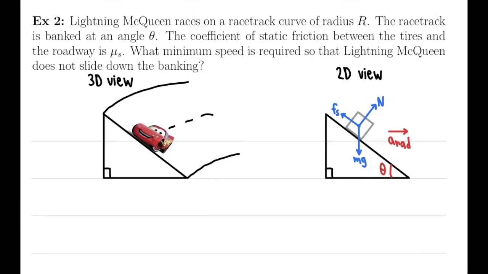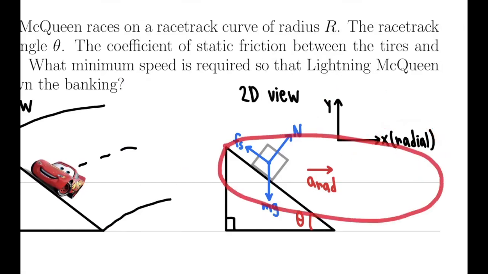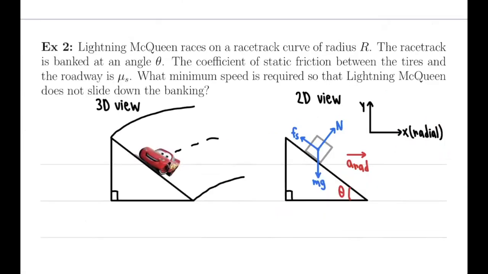It's a good idea to align one of your axes in your coordinate system with the acceleration vector because it's not very fun to have a in this direction and a in the other direction. It's good to just have one a. So, kind of surprisingly, it's better to use the standard x and y coordinate system for this problem. And x is basically the radial direction because remember, this is the circle and x is pointing towards the center of the circle.